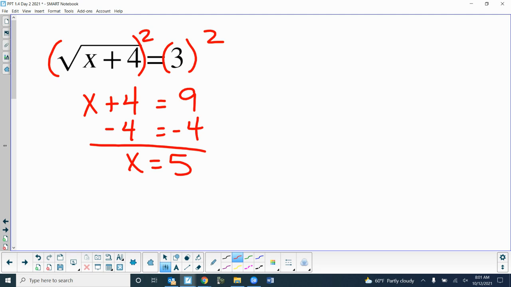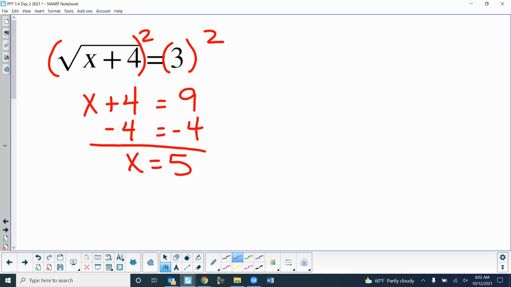What numbers don't we like under here? Negative. Yeah, negatives. So as long as when I substitute x and I get 0 or a positive number, it's a good answer. If I put a number in for x and I get a negative under the radical, then it's not a good answer. Okay? So always check your solution.